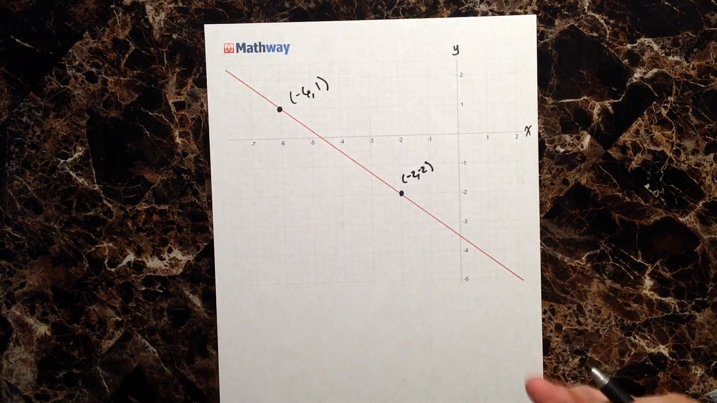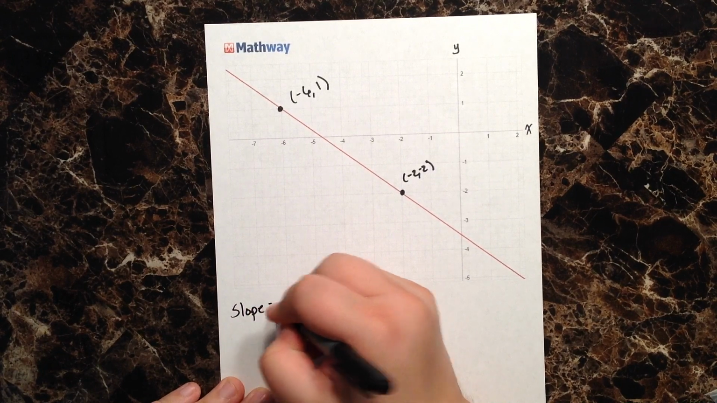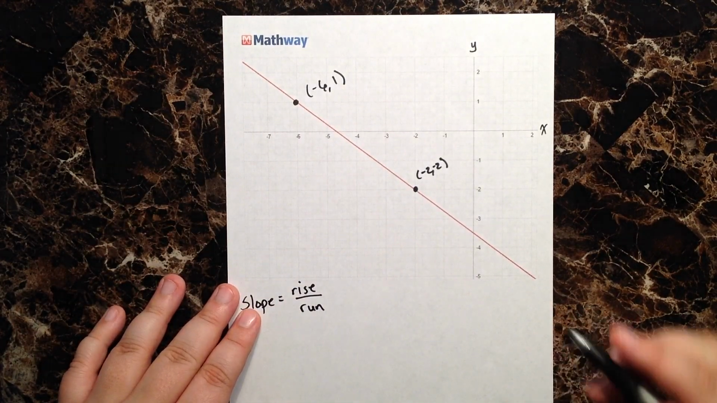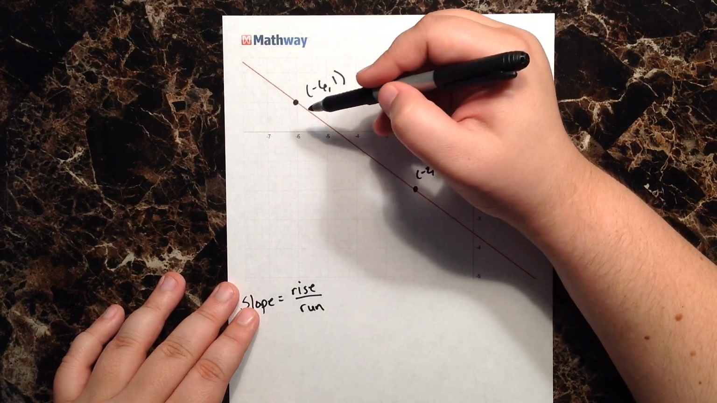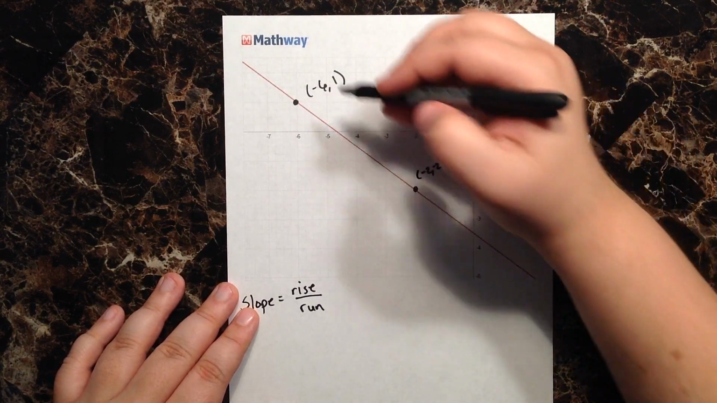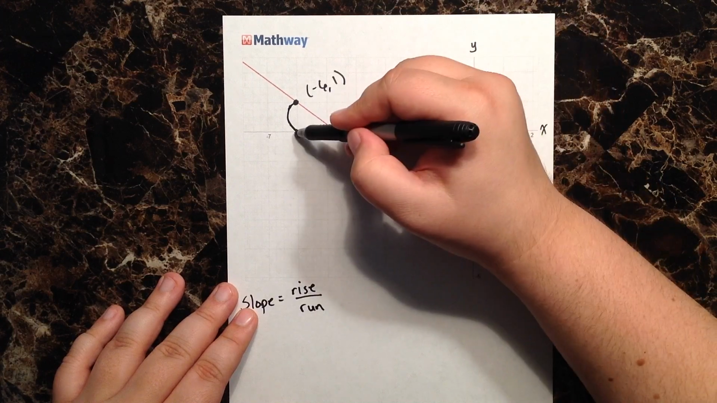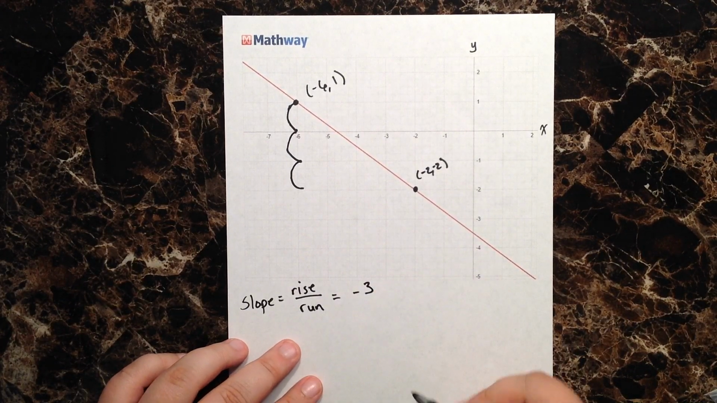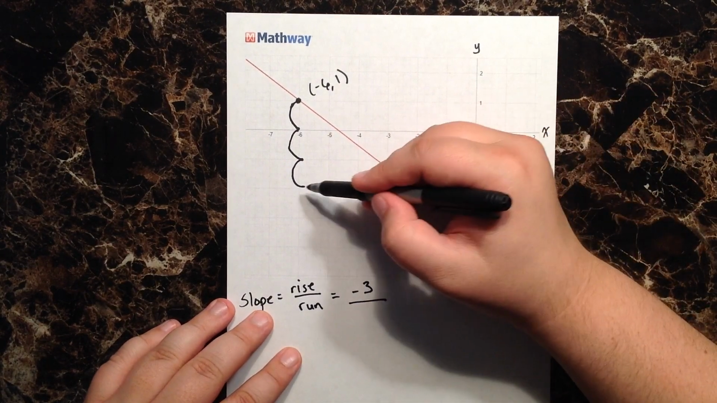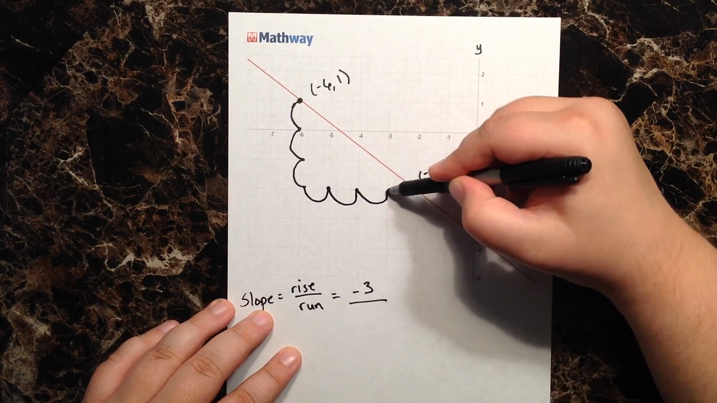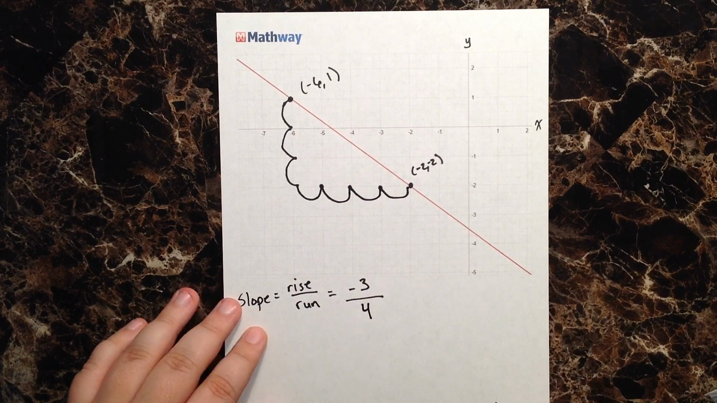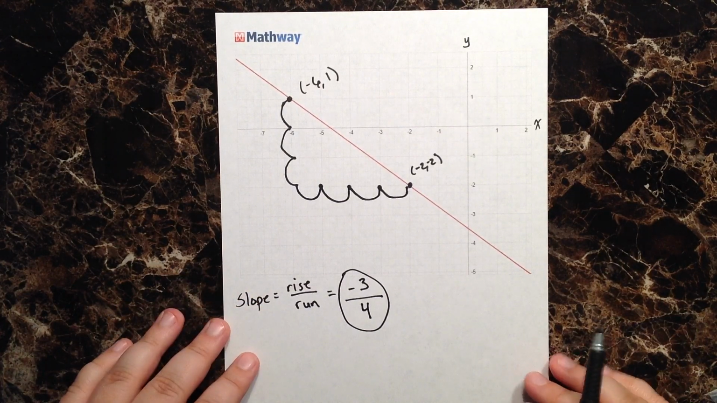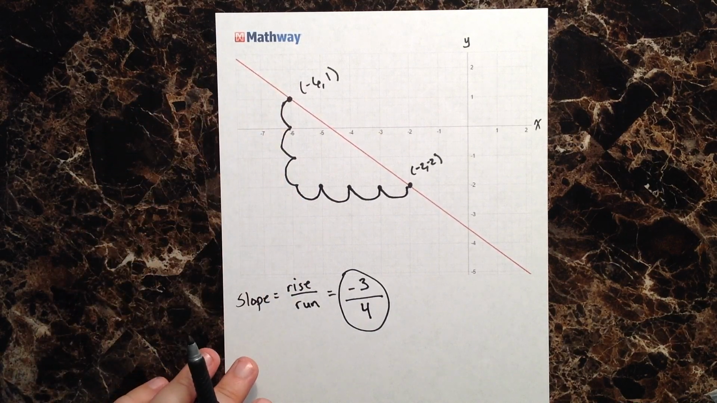And so remember, if they want us to find the slope of this line, well, slope equals rise over run. And so since I've identified 2 points that this line goes through, I can just figure out what the slope is simply by counting the number of units this line, in this case, falls and then runs. So it falls 1, 2, 3 units. So if it falls, we know that's a negative, and then the number of units it falls is 3. Well, how many units does this run? Well, 1, 2, 3, 4. So the slope of this line is -3/4.